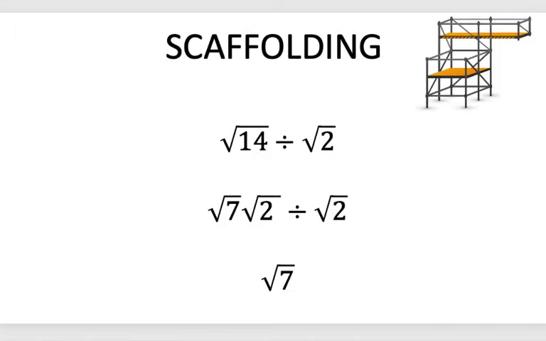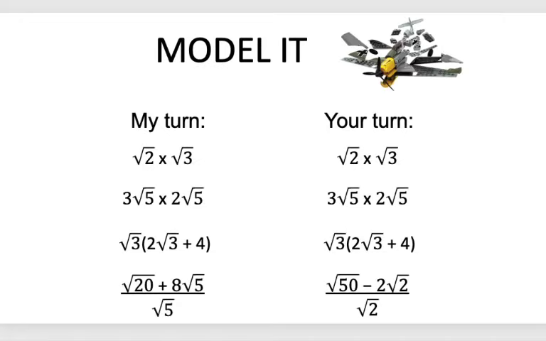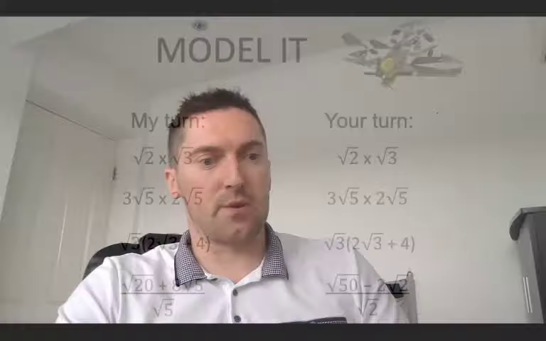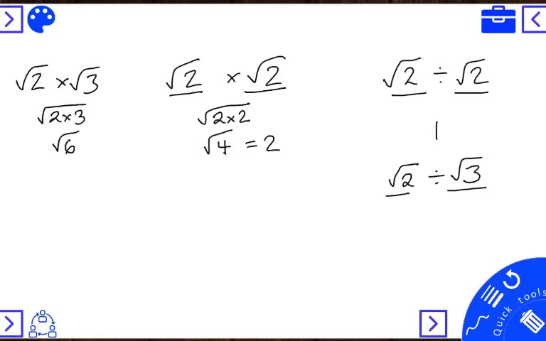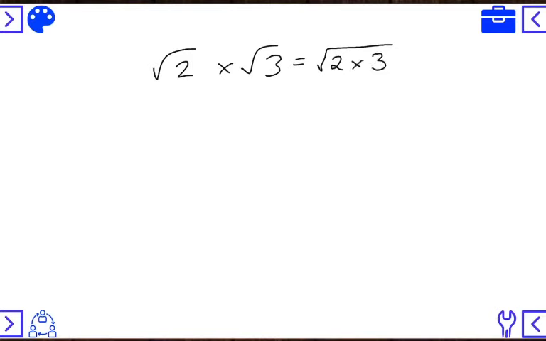So let's have a look at some more questions like this to build up a bit of confidence, and we'll have a my turn, your turn session. So looking at these questions then, starting off with the first one. Let's think about how we can do root 2 times root 3. Given root 2 multiplied by root 3, we can write this as a single square root as being the square root of 2 times 3.